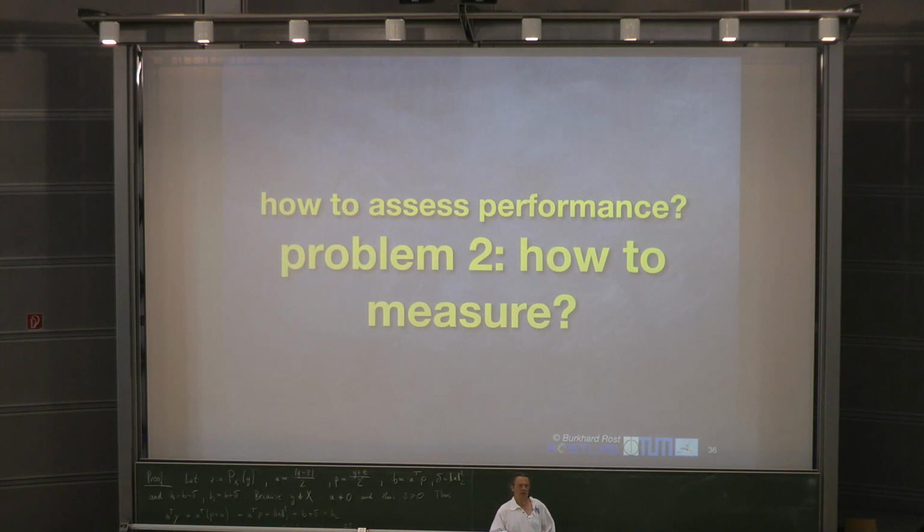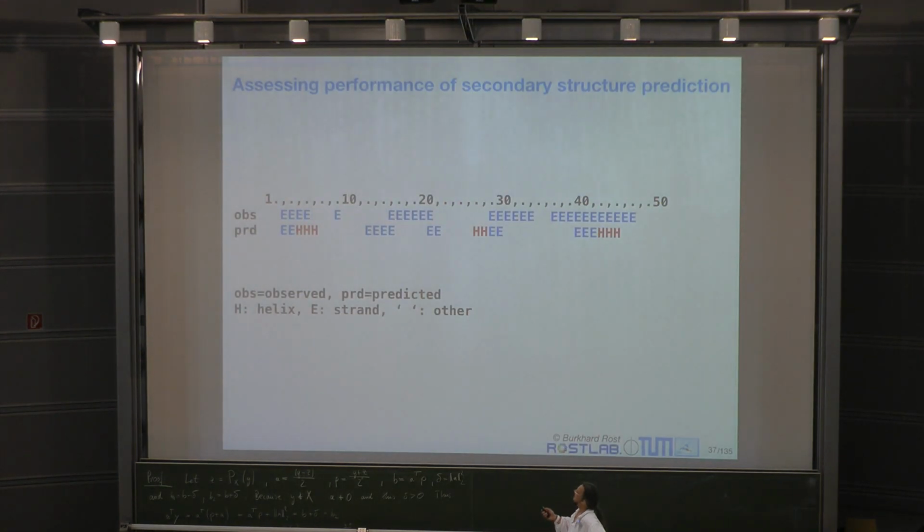So how do I measure accuracy? And an example is here. I assume the sequence is running, the numbers here, the number of residues, so residue 1, 2, 10, 20, and so forth. This up here is the observed secondary structure. Blue means that there's a strand. So empty, blank means there is the loop or the other state. The second line, PRD, is predicted. So the red one here means the helix is predicted, here too, and here as well. So how do I measure accuracy? How do I measure performance? How good is the secondary structure prediction that I have here?